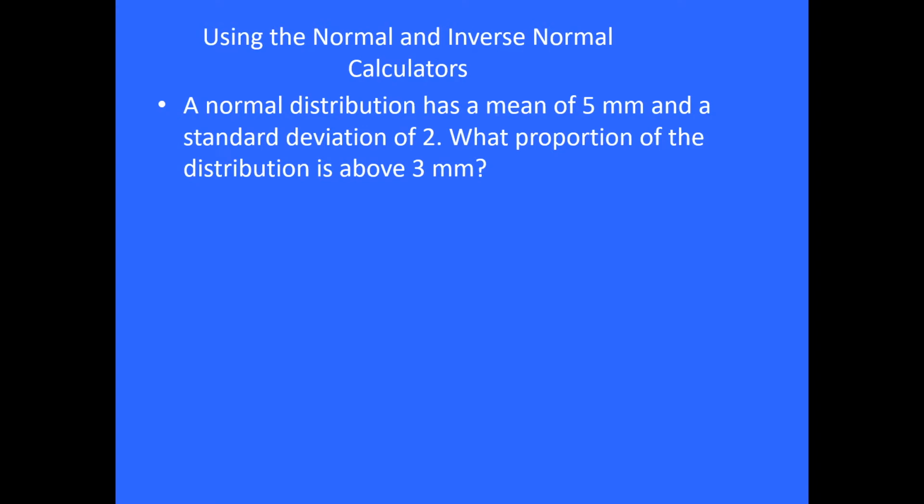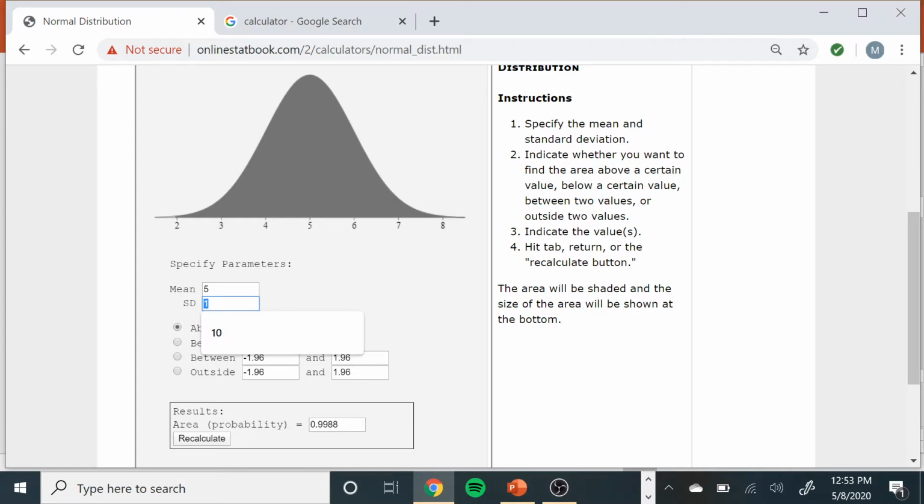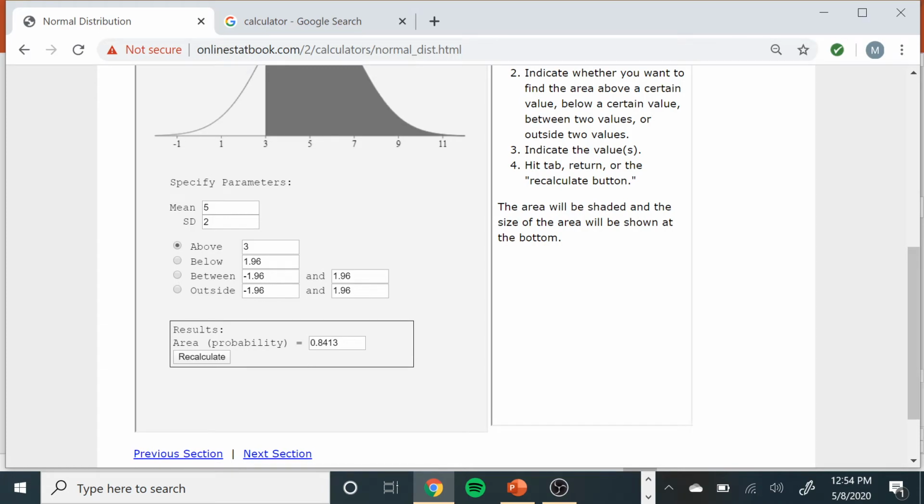Maybe that sounds a lot like some of the binomial problems you worked last time. Well, let's see how we'd solve that. I just jotted those numbers down, so I'll be sure I put them in the right spot. We have the mean of 5 and the standard deviation of 2, and what we want is the area above 3. You put that in and hit recalculate. There it is, about 0.841.